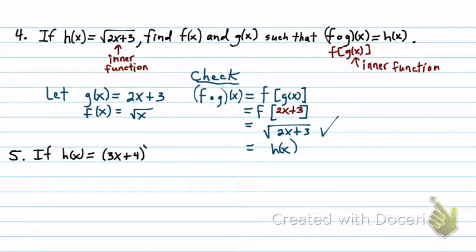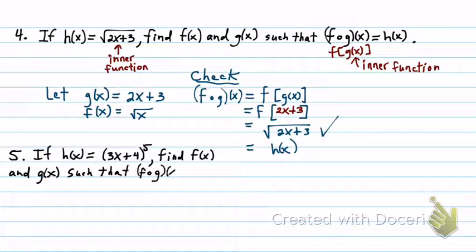If h of x equals 3x plus 4, quantity to the 5th power, find f of x and g of x such that f of g of x equals h of x. So again, I would encourage you to stop the video and see if you can figure out what f of x and g of x should be.